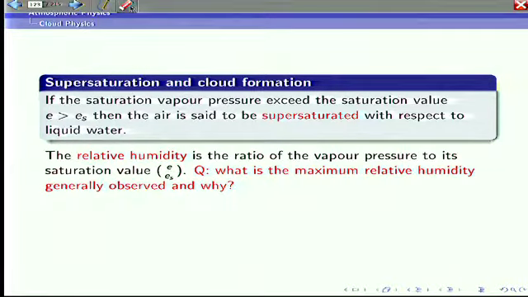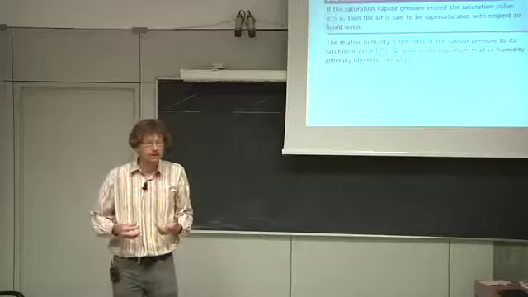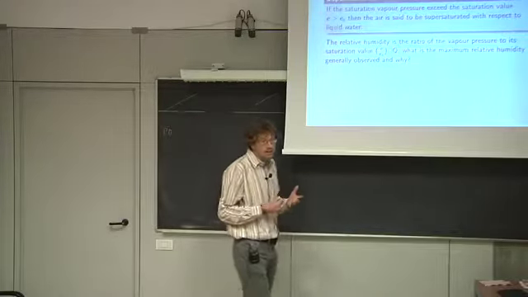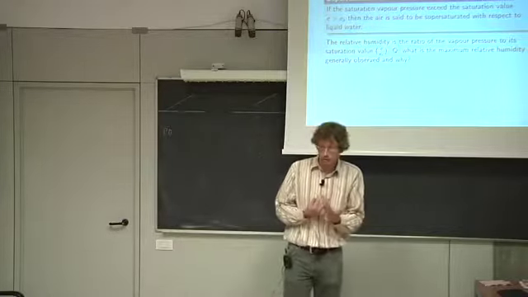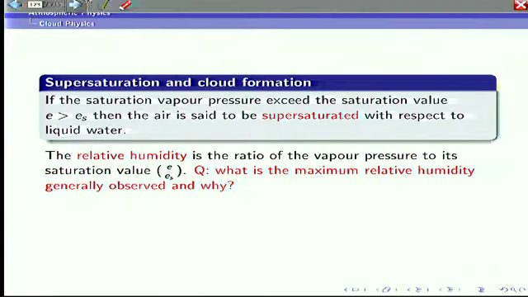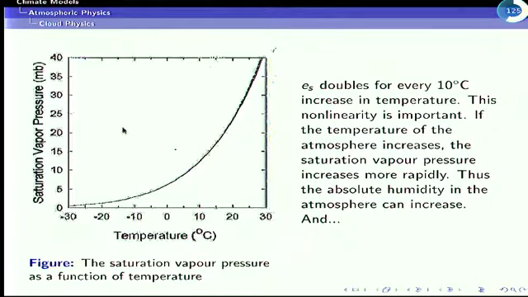Now, when the vapor pressure exceeds the saturation vapor pressure, in theory there's no reason why this shouldn't happen. What that state is actually called is supersaturated. So we have a vapor pressure exceeding the saturation vapor pressure. Now, what actually happens, as I mentioned last week, is that cloud droplets quickly form. We're going to learn why this is the case, because it's not obvious that this is the case.